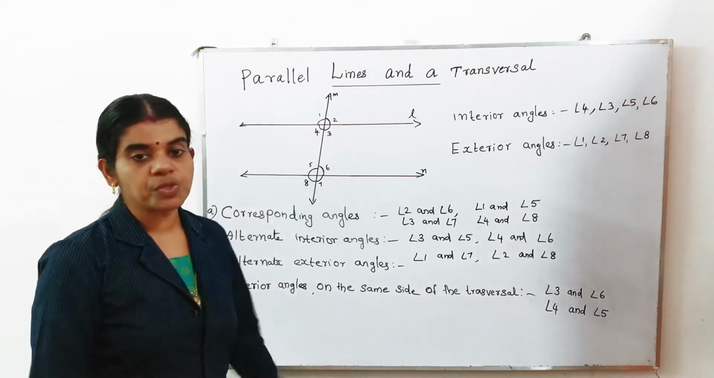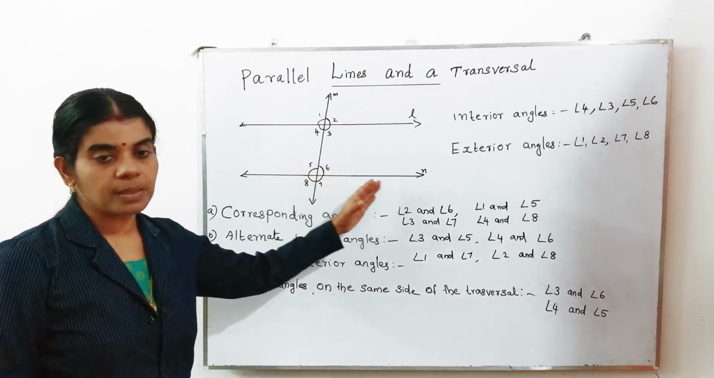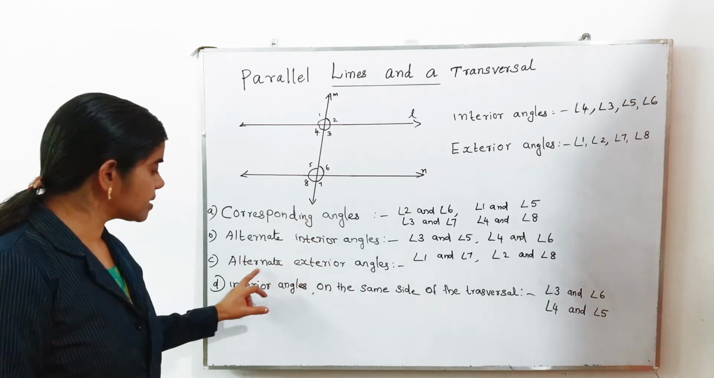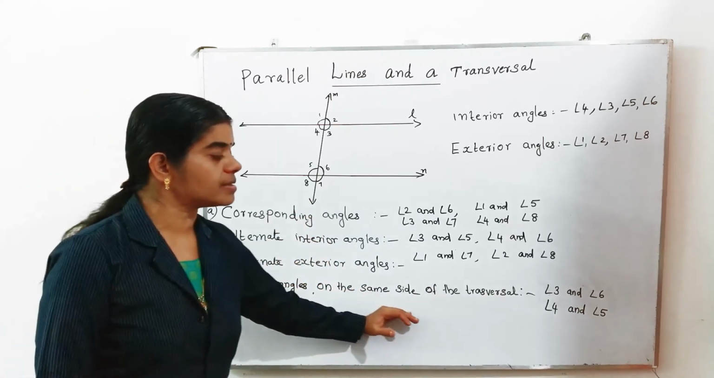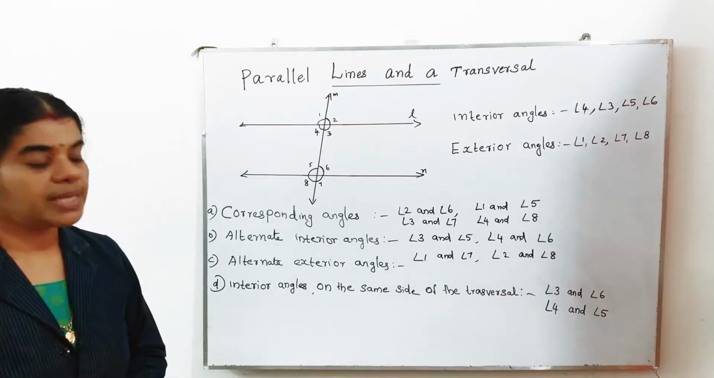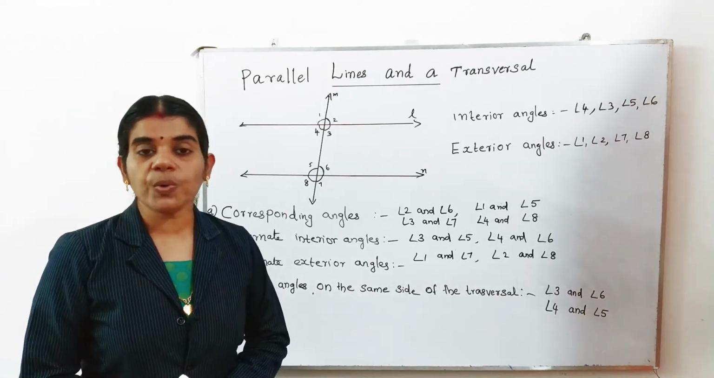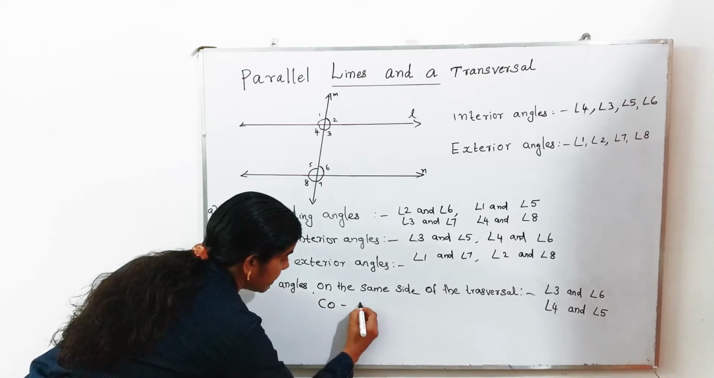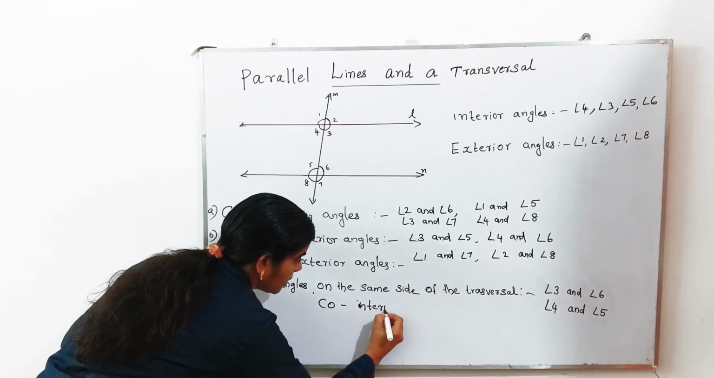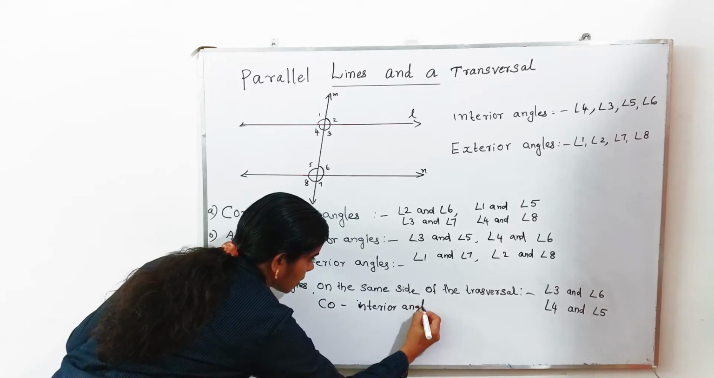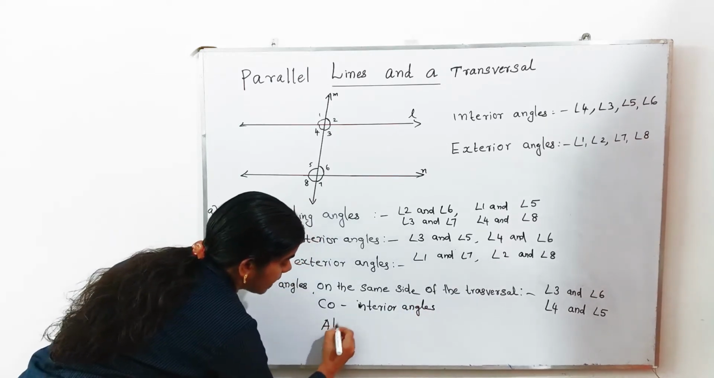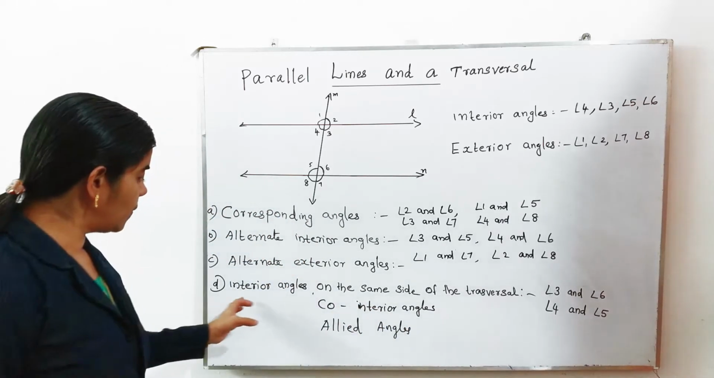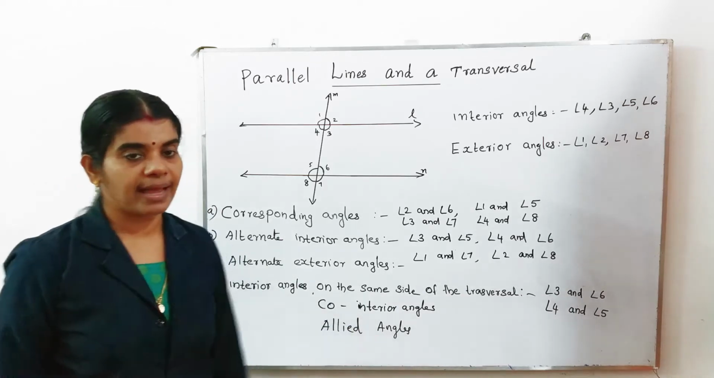Then these are the types of angles formed by two parallel lines cut by a transversal. Once again: corresponding angles, alternate interior angles, alternate exterior angles, and interior angles on the same side of the transversal. These angles have another name, co-interior angles. Co-interior angles or allied angles, A-L-L-I-E-D, allied angles.